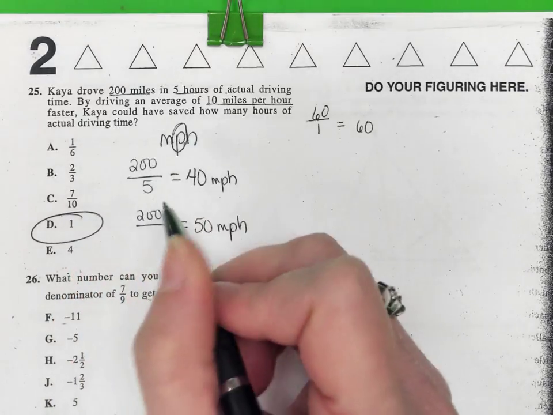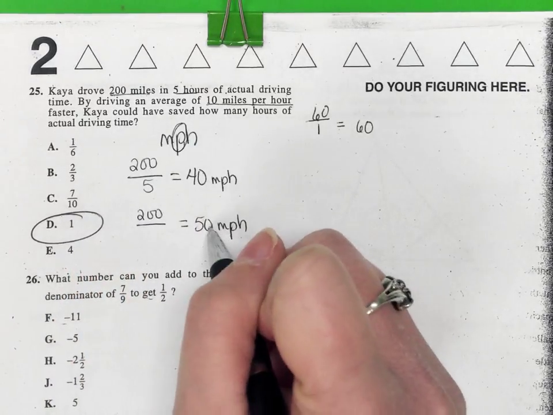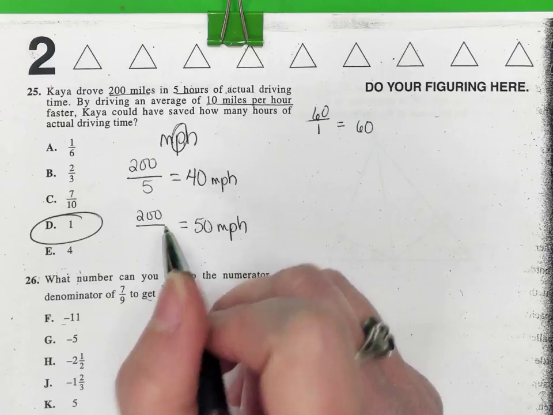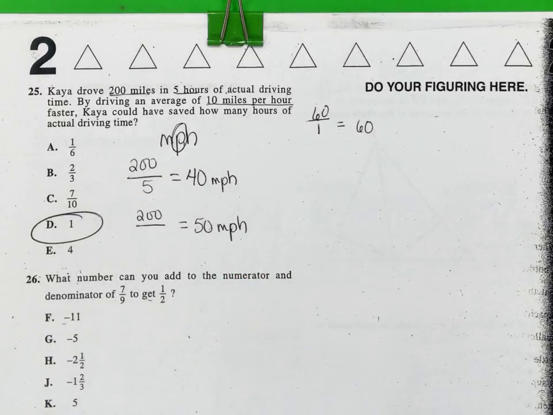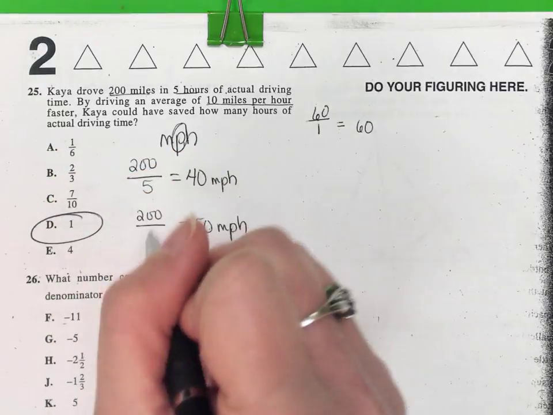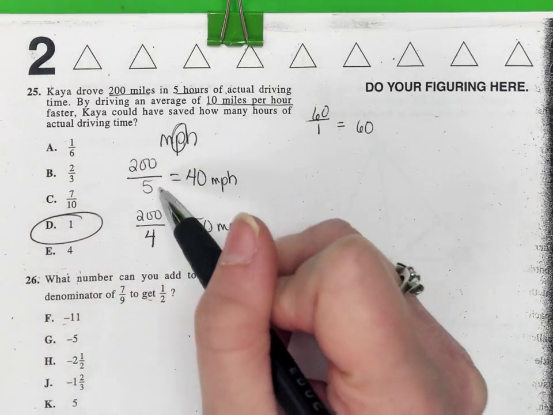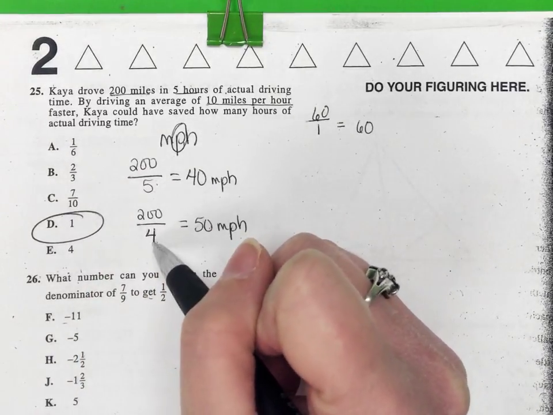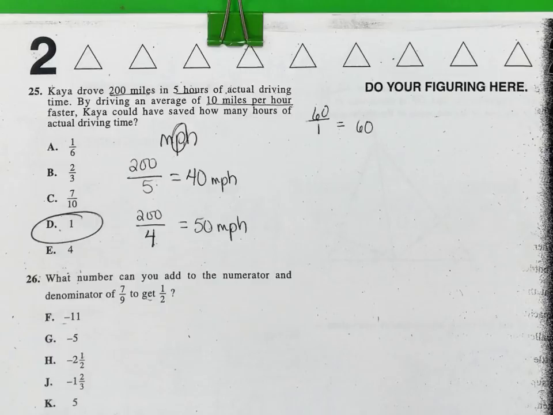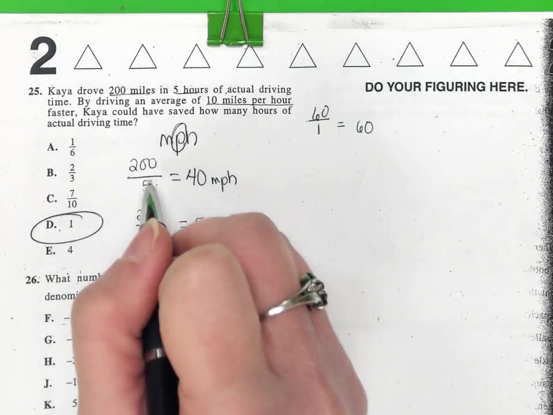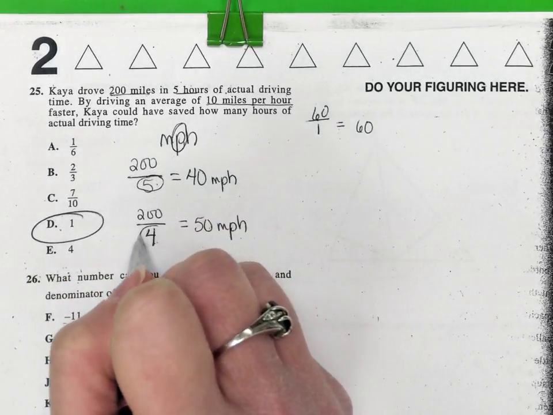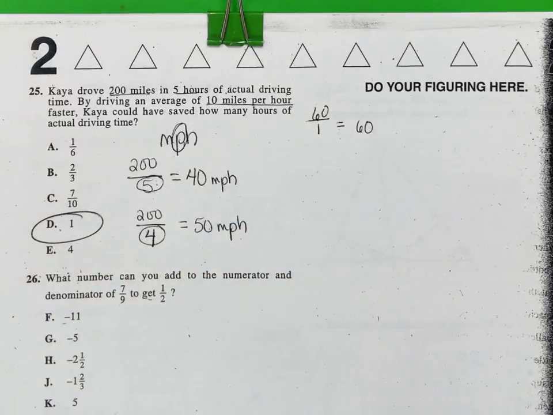How many hours could she save? Okay, so 200 divided by what is going to be 50? 200 divided by what? 4. Very good. Okay, so how many hours is it going to save her? 1 hour. She went from 5 hours to 4 hours. This is her original time. This is her new time. So that saved her 1 hour.